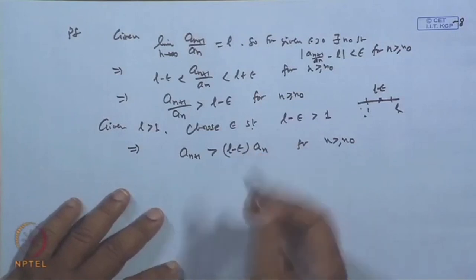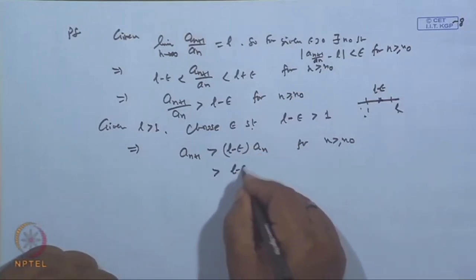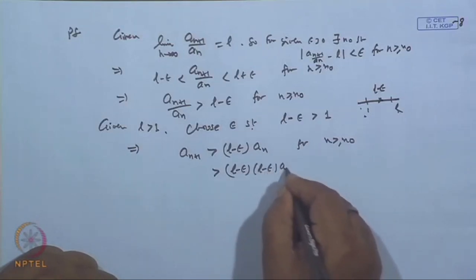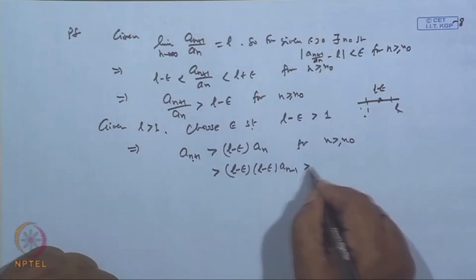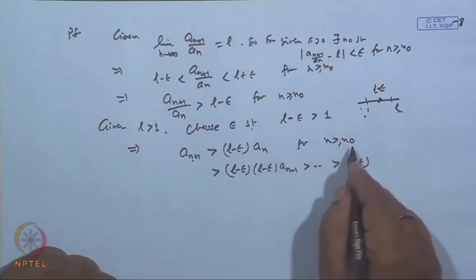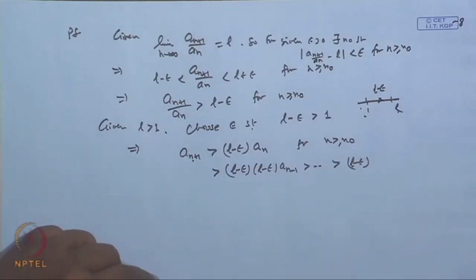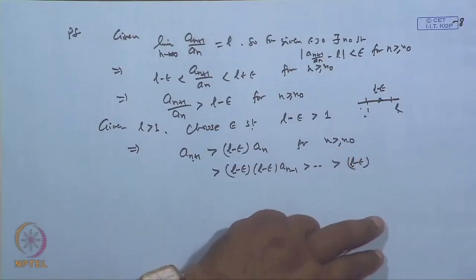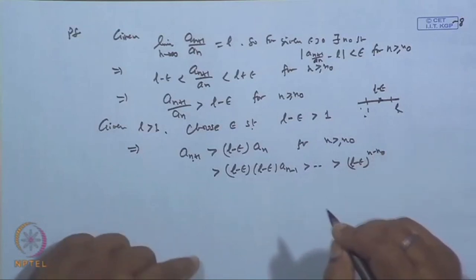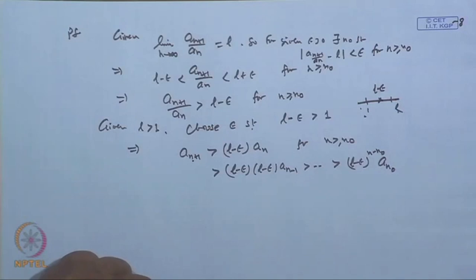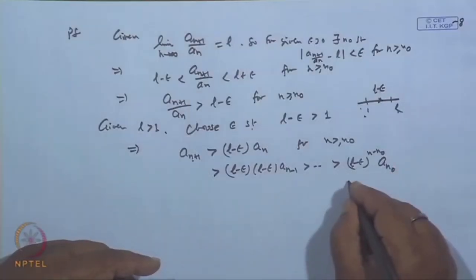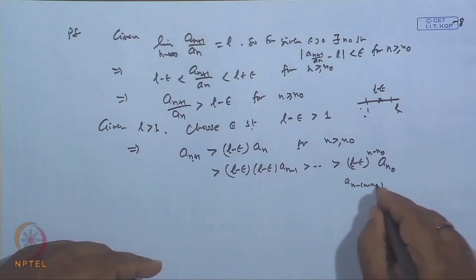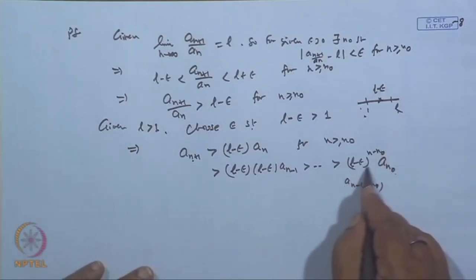Suppose I start with this a n. It is greater than L minus epsilon into L minus epsilon into a n minus 1, because if we substitute n equal to n minus 1, it is again greater than like this. So what happened? This will be L minus epsilon up to the term n minus n naught. Total terms, n minus n naught, into a n naught. Keep on substituting the value, meaning a n minus 1 replaced by a n minus 2, and so on, up to a n minus n naught. So L minus epsilon to the power n minus n naught comes here and this comes out to a n naught. Now this is greater than 1.